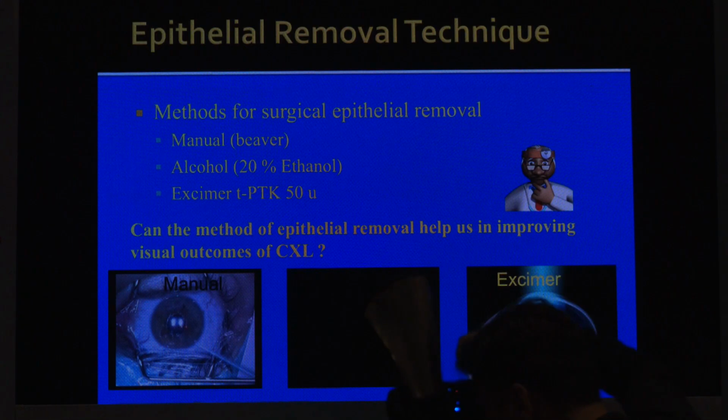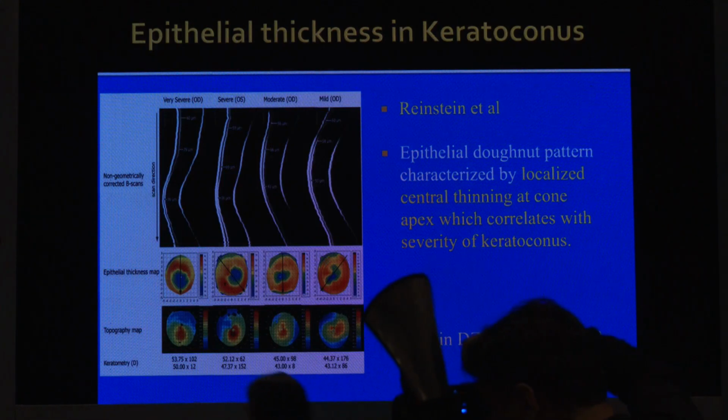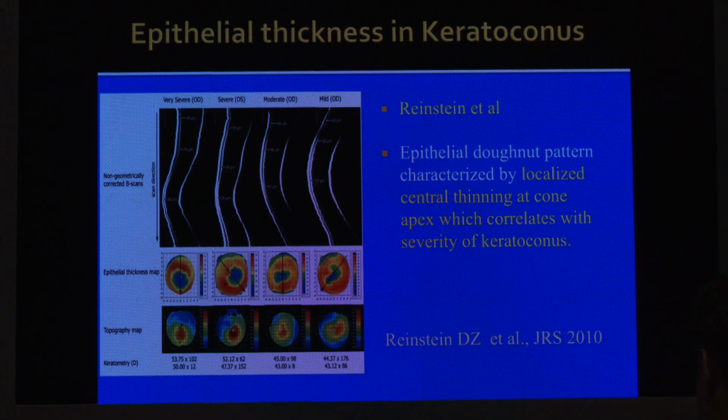We all know that there are a variety of ways in which we remove epithelium, but there is more insight about this epithelial thickness, which was shown by Dan Reinstein, and we could see that the epithelial pattern in keratoconus is actually not even, but it is thinnest at the apex of the cone. It goes on becoming thicker like an annular pattern.